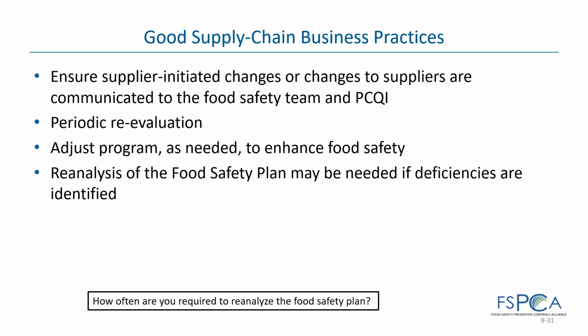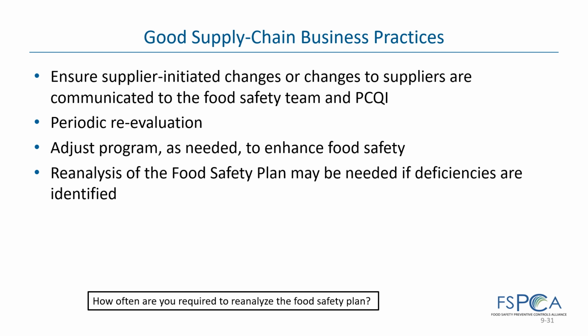First of all, there are some general good business practices when it comes to supply chains that I want to make sure you're aware of. When changes happen, there needs to be some sort of procedure to communicate those changes between the receiving facility, the supplier, the food safety team, and the PCQI. Thinking about that as you're building these supply chain preventive controls is important. Make sure you have written procedures and written expectations for your supplier for notifying you when they are going to make some changes.